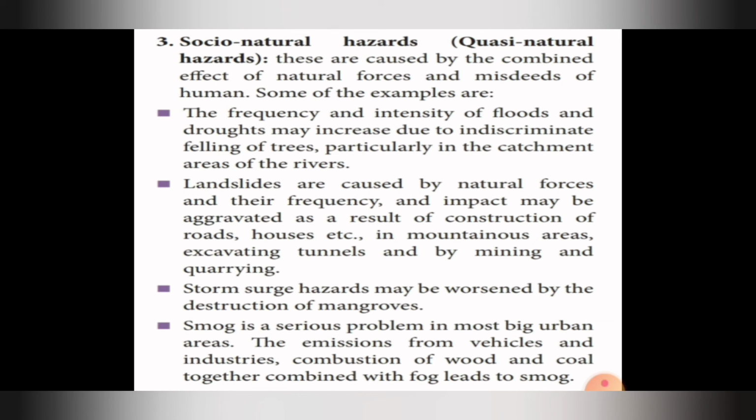Next one is storm surge. Hazards may be worsened by the destruction of mangrove forest, right? Smog is a serious problem in most big urban areas. The emission from vehicles and industries, combustion of wood and coal together combined with fog leads to smog.